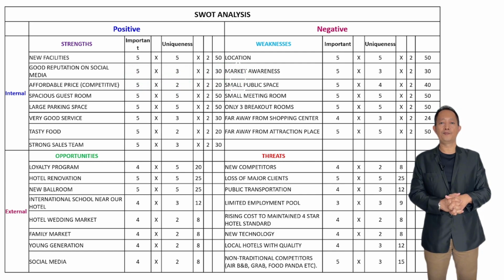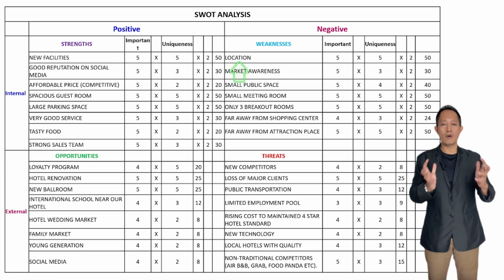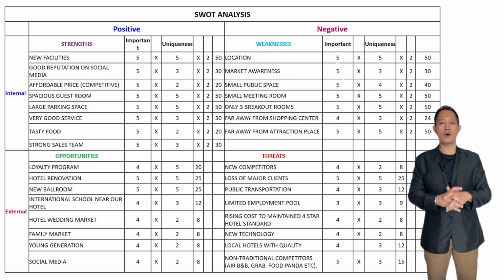Same as location. On the negative part, it is in the same upper section, which is internal. As you know, the location of LS International Hotel is a bit far from the city center. That is the weakness. As you know, the location is very important for the hotel business. That's why we give the maximum 5 score on the importance part. Since the location cannot change, it is also unique and we need to give the maximum 5 score too.